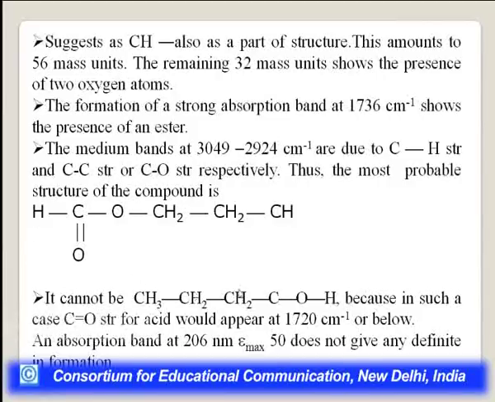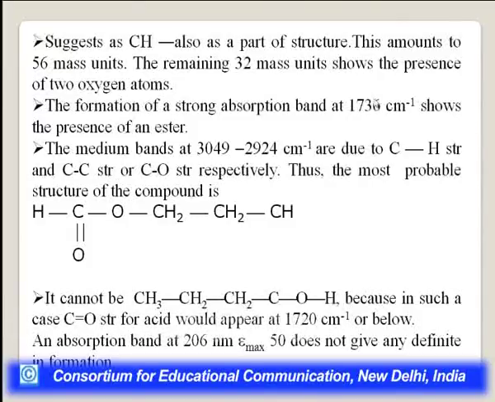It cannot be this. Why? How can it not be like this? Because here one oxygen atom must be there. I missed it with a double bond, that is this kind of carboxylic group and this kind of carboxylic group. Because in such a case, carbonyl stretching for acid would appear at this or below.